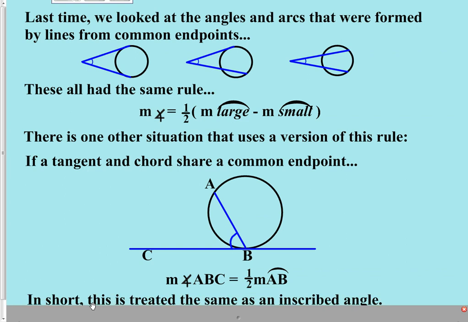Okay, so if you really get to thinking about it, what this translates into is kind of a hybrid between the rule that we saw last time with the difference of the two arcs and the rule that we saw a few lessons ago on inscribed angles, where the angle would be half as big as the intercepted arc. So a lot of people choose to think of this situation as a different kind of inscribed angle, because after all, it is an angle that has its vertex on the circumference of the circle. Its endpoints are just a little bit different.